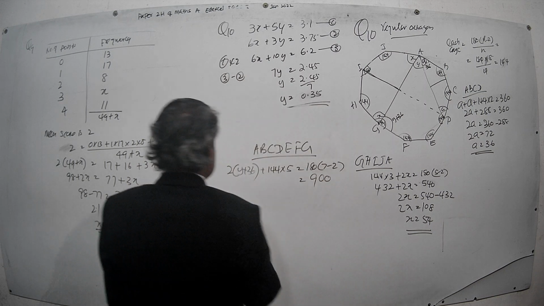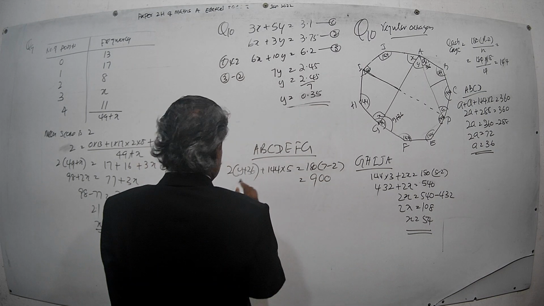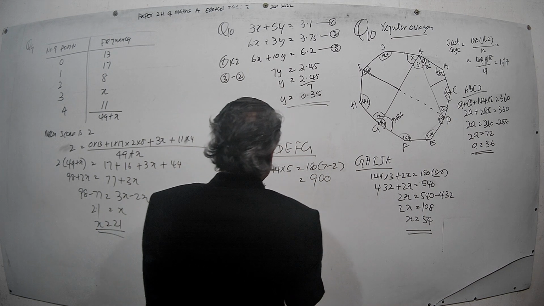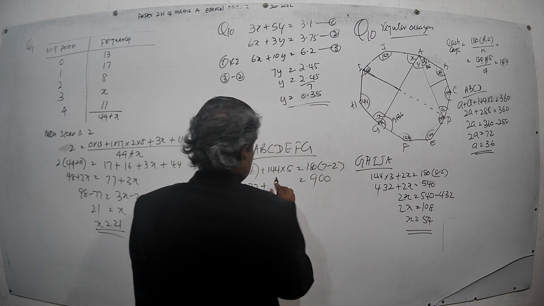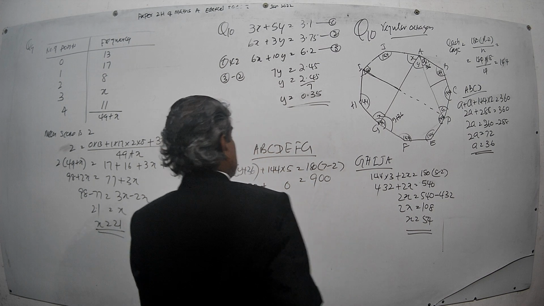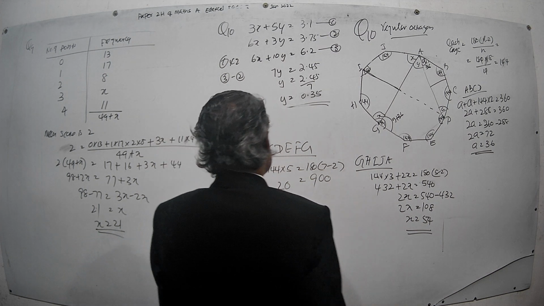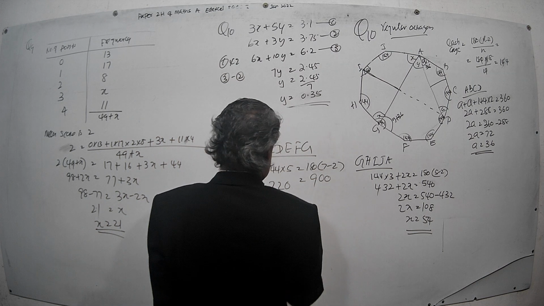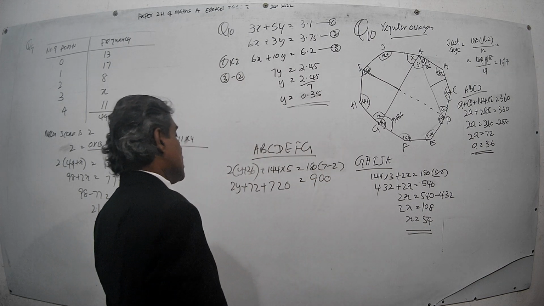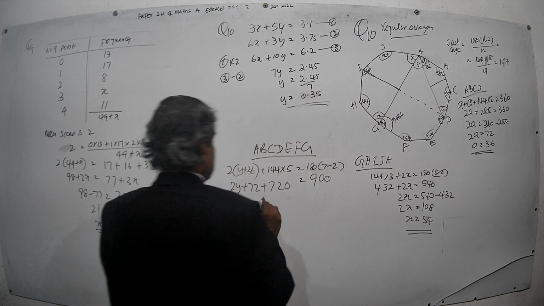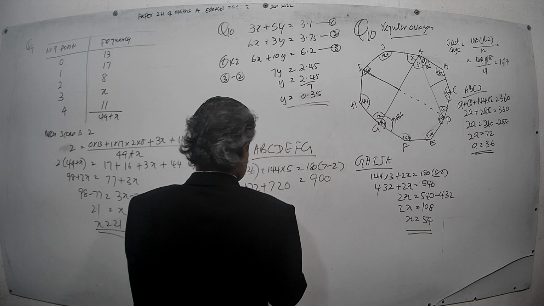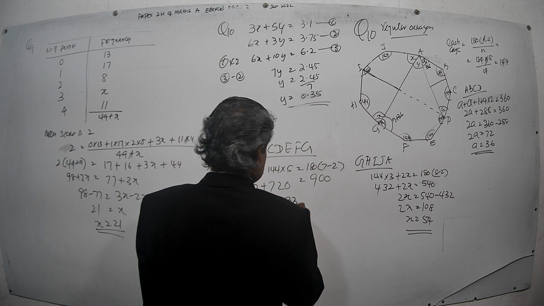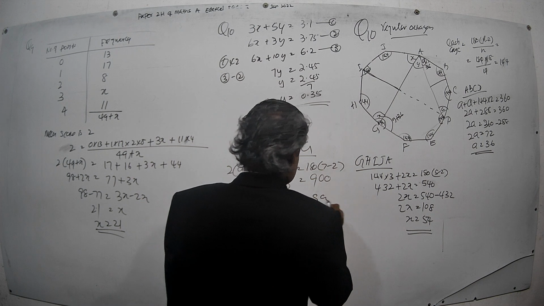Okay. Then here 2 times y, 2y, 36, 72 plus 5 times 4, 20. Okay, like that. Right. Now 2y equals 792. 792 equals 900.